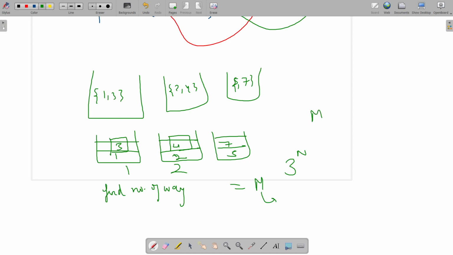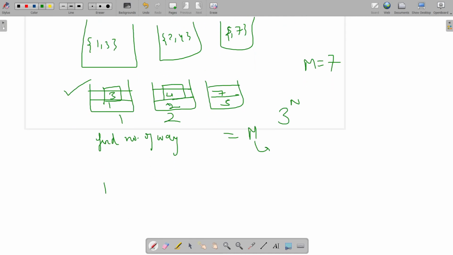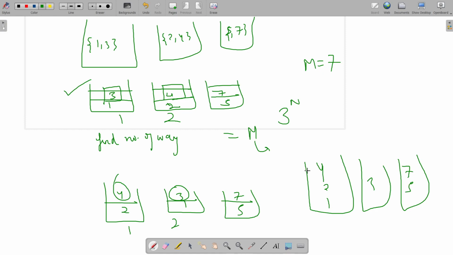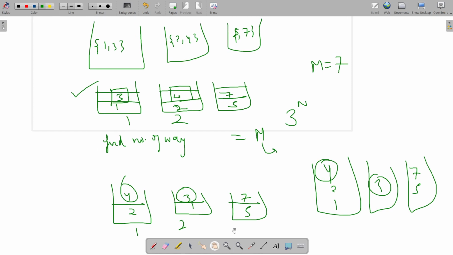So for example, if m was 7, then this is one valid configuration. Another valid configuration would be 2 and 4 in the first stack, 1 and 3 in the second stack, 5 and 7 in the third stack. So these are the top elements of the first and second stack, and their sum is equal to 7. So you have to find all the possible arrangements. Another arrangement could have been 4, 2 and 1, 3, 7 and 5. Here there are three elements and the top element is 4, the second is 3. So you have to count all these ways.